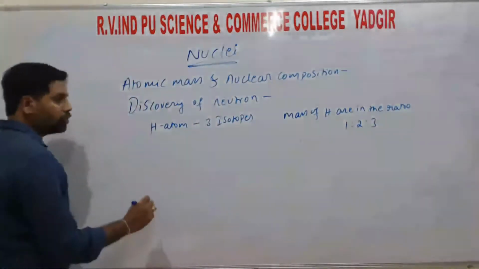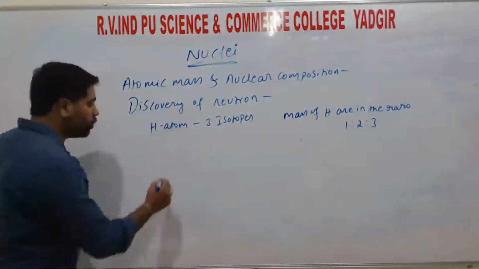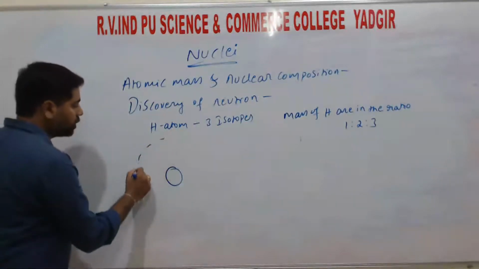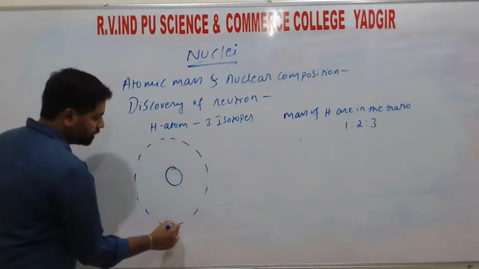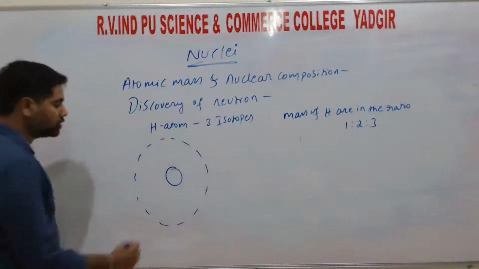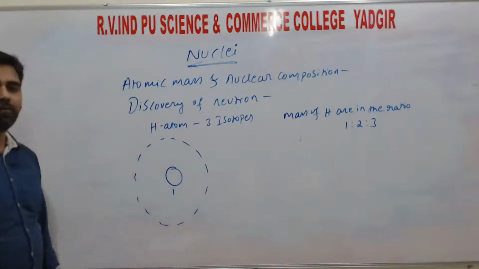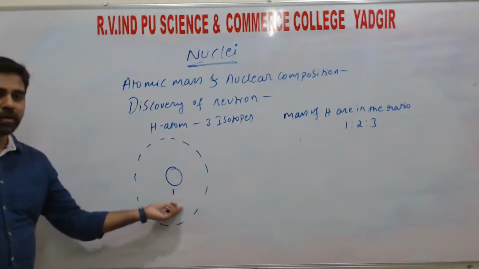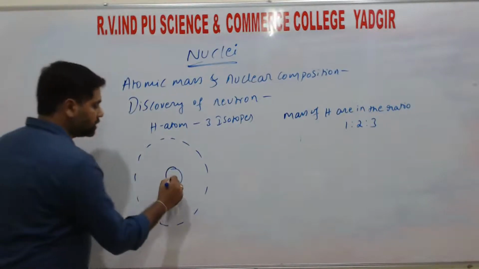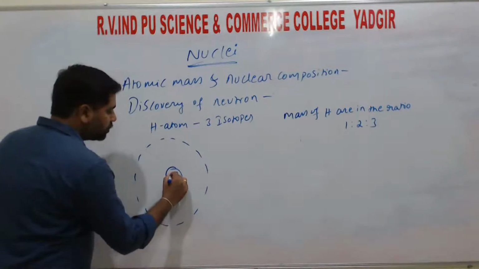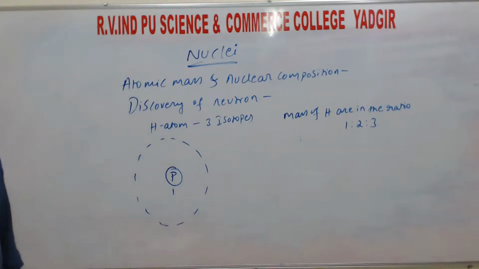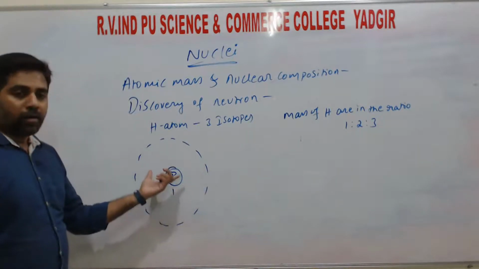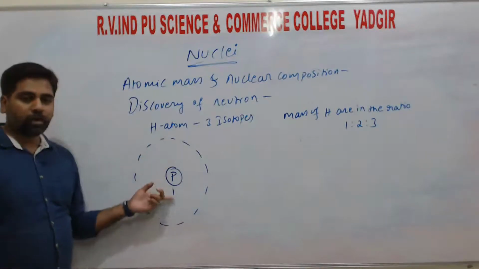Considering the hydrogen atom with three isotopes, for the first one we consider this as the nucleus, and the electron is revolving around the nucleus. The mass of the nucleus is about 1.0072 u. This is the nucleus, and we call this the proton. This is for hydrogen, that is, for the proton.